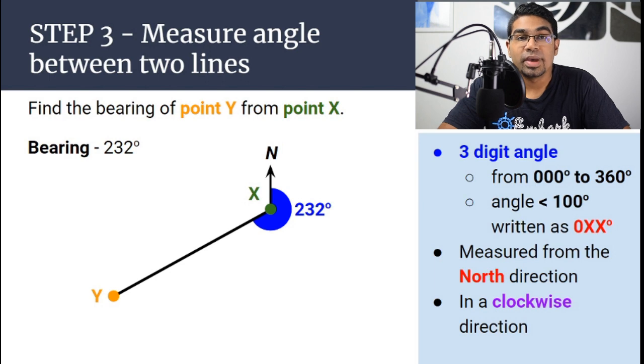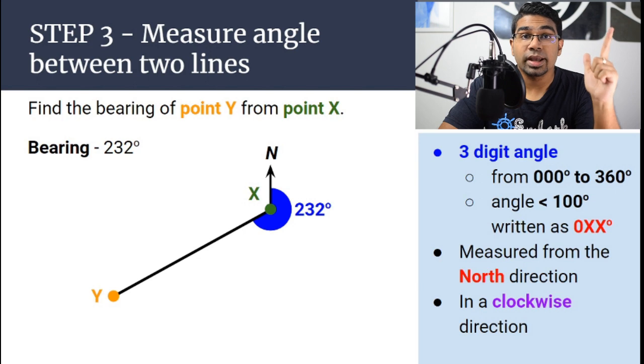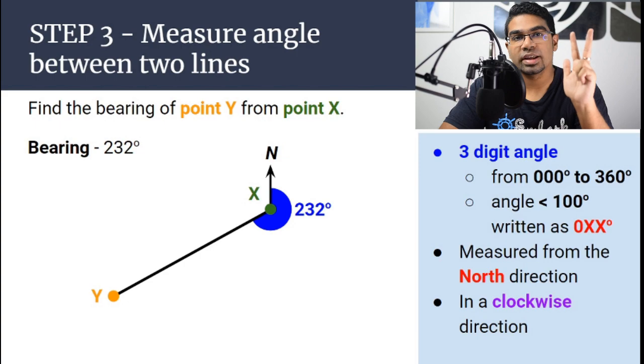This is how to find the bearing of one point from another. All you have to do is identify from which point to which point. Step 1, draw a line between the points. Step 2, draw the north line at the from point, at the starting point. And step 3 is just to measure the angle between the two lines, between the north line and the line connecting the 2 points, in the clockwise direction starting from the north line.